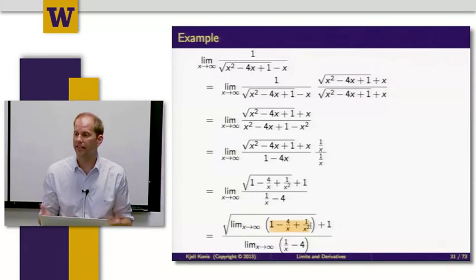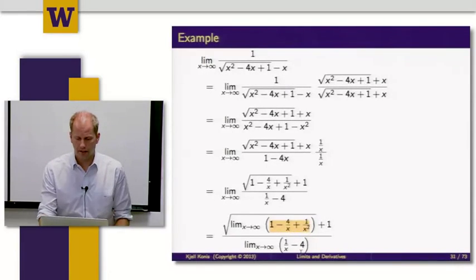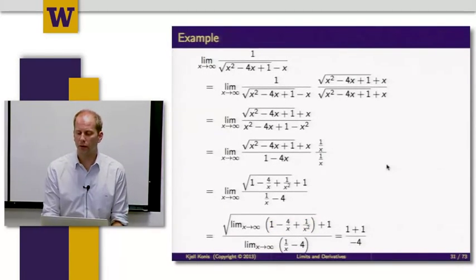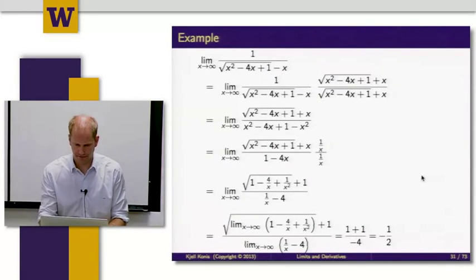When I look at this, as x gets bigger, 1 over x squared is going to get very small. 4 over x is going to get very small, but this 1 is always going to stay the same. So this is going to become the square root of 1. And on the bottom, my 1 over x is going to get very small, but my negative 4 is always going to stay the same. So I'm going to get 1 plus 1 divided by negative 4, which is equal to negative 1/2.